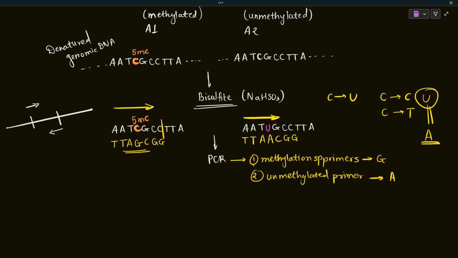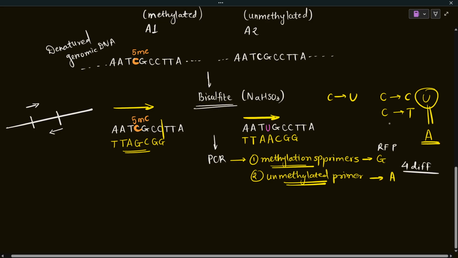Okay, that is why for those primers, you will put two sets of reverse and forward primers. One will be methylation specific primers, and the other will be non-methylation specific primers, primers specific for unmethylated DNA. So you will have 4 different primers, right? A reverse primer and forward primer for methylation specific, and a reverse primer and a forward primer which is unmethylation specific, right? So you will have 4 different primers, and you will carry out the PCR.